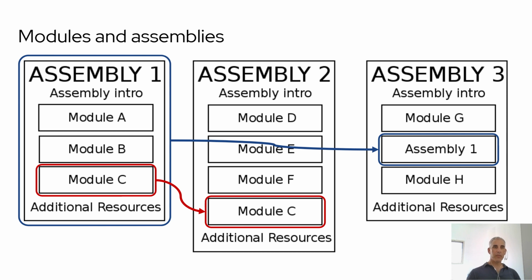So in this case we have 3 assemblies. Assembly 1 includes some introduction information, and then it includes include statements, the same way that you have in code. You can include modules within an assembly. So it calls module A, module B, and then module C. And then after that, it's got a section on additional resources or related information.